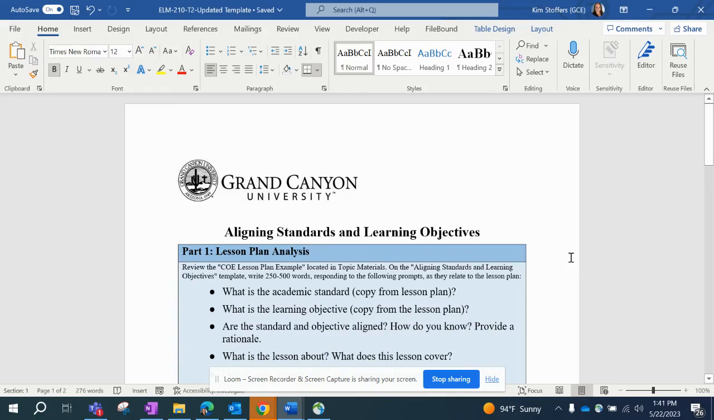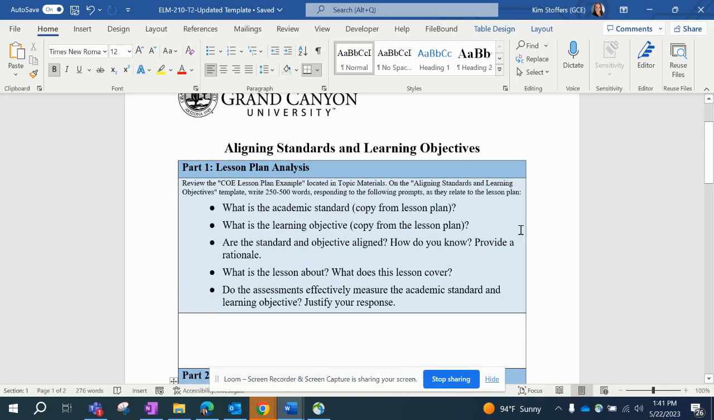For this assignment, I have created a template different than the one that is located in your topic materials, as I feel this one will help you understand the process of writing objectives. The first part is from the assignment, word for word. You are going to answer and look at the following questions.